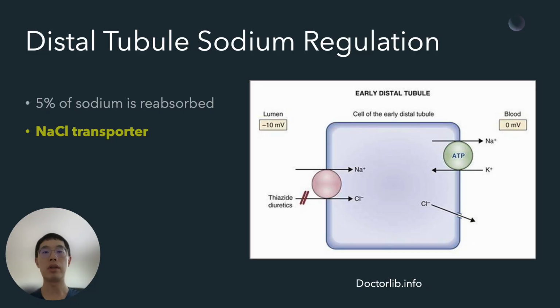Let's continue moving on the nephron to the distal tubule. We start to get into the fine-tuning of sodium when we enter the distal tubule, but it isn't until we get to the collecting duct segments that hormonal regulation starts to play a key role in sodium regulation. In the distal convoluted tubule, about 5% of sodium is reabsorbed, mainly through the sodium chloride transporter that we see on the left-hand side of this diagram. Again, the Na-K ATPase remains a key player in setting up the electrochemical gradient that allows for sodium to be reabsorbed.